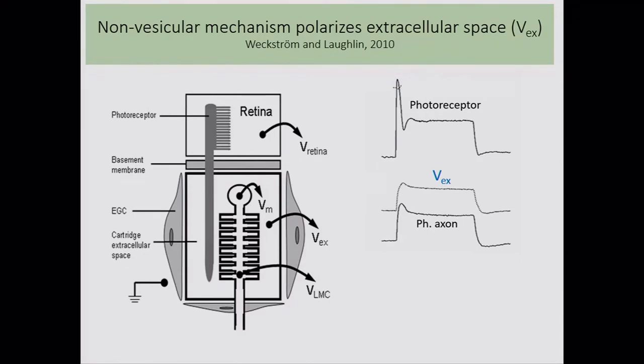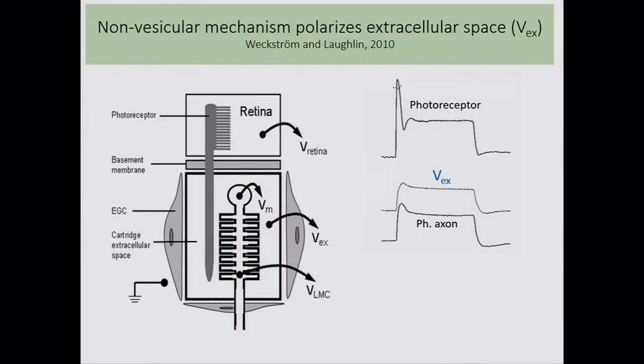And Matti Weckström and I found a clever way of recording this extracellular potential, and we recorded this positive going extracellular potential, as you would predict from this type of circuit. And what that means is that when the photoreceptor generates a positive going signal, the synapse sees not the whole signal here, it sees the difference between this signal and the signal on the other side of the membrane. And that subtracts away from this signal, and that's actually an estimate of the background which is subtracted away. And as far as I know, this is a unique mechanism.